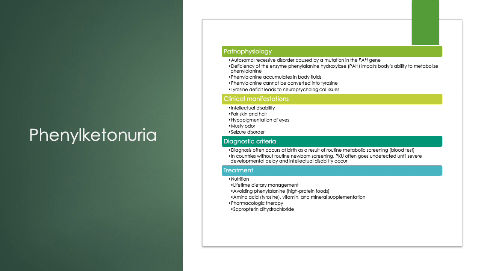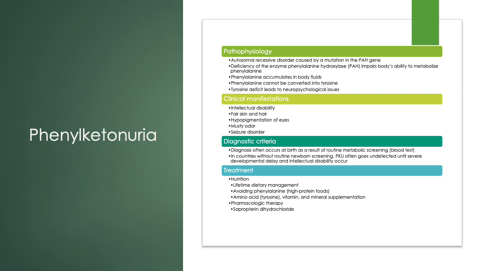In countries that don't have newborn screening, you do see PKU, phenylketonuria, at more elevated levels, and you do see developmental delays and intellectual disability occur in those populations. As far as treatment, you want to have nutrition, and there is lifetime dietary management. You want to avoid phenylalanine or high protein foods. You want to supplement with tyrosine because that's what's deficient at this point.